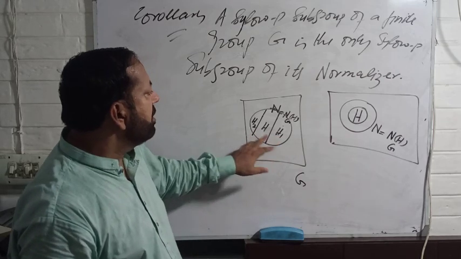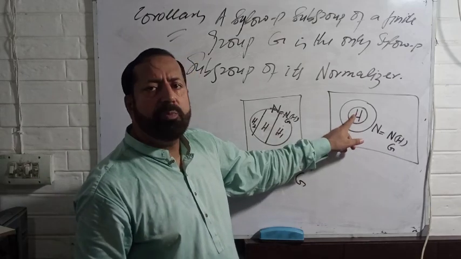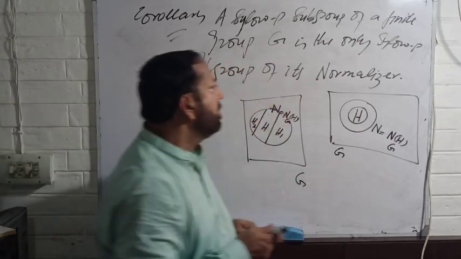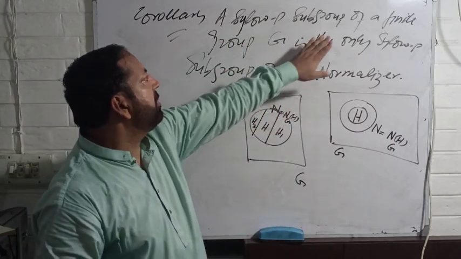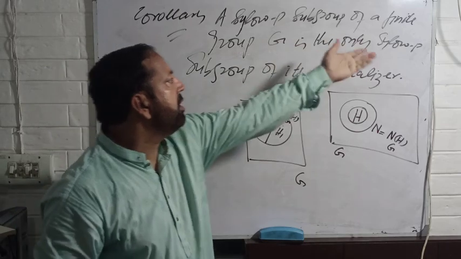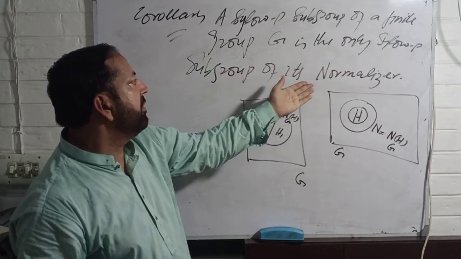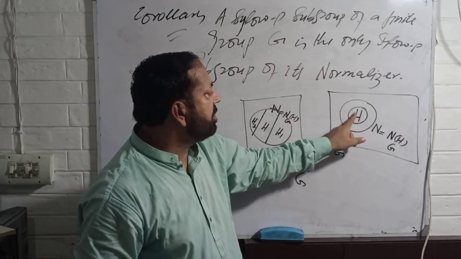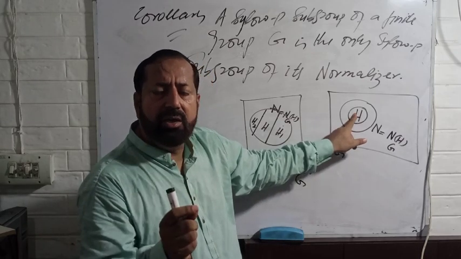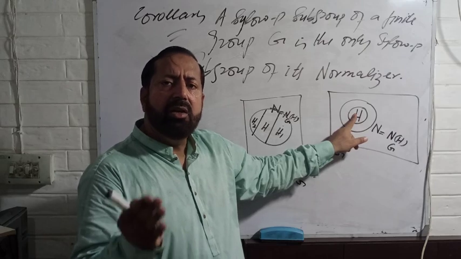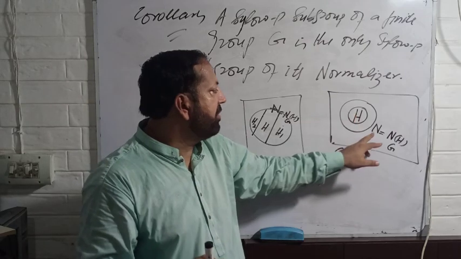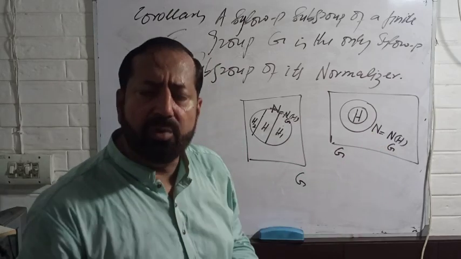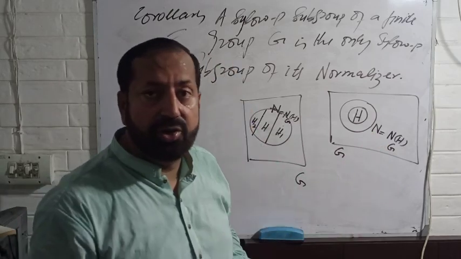We are saying that if H is a Sylow P subgroup in G, this is your G. A Sylow P subgroup of a finite group G is the only Sylow P subgroup of its normalizer. If H is Sylow P in G, then H is a unique Sylow P subgroup of the normalizer. Mean normalizer can never have any other Sylow P subgroup other than H.